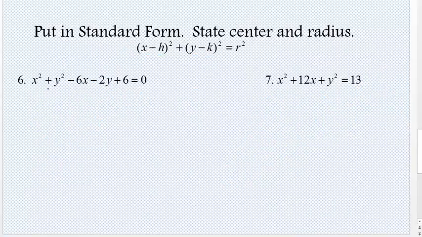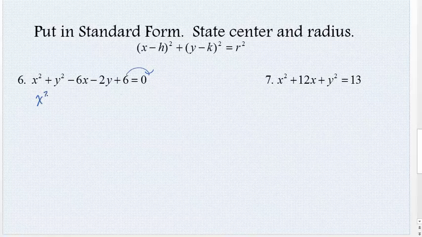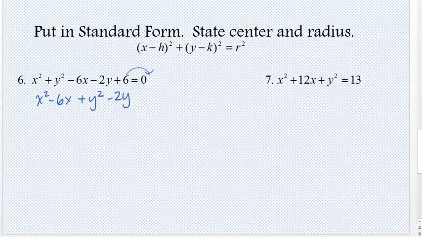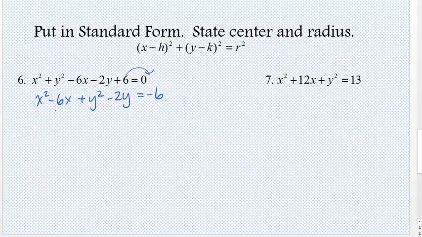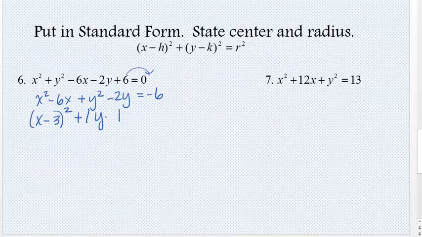Alright, this one's not as friendly because look, my x's aren't together, my y's aren't together, and I need to move that constant over. So let's do some rearranging in the first step. So I'm going to do x squared, I'm going to move that minus 6x next to it, plus the y squared, minus 2y, and I'm moving that 6 over by subtracting it from both sides. Now I can complete the square. So x, half of 6 is 3, keep the minus, and square it. y, half of 2 is 1, keep the negative right there in the middle, square it, equals negative 6.